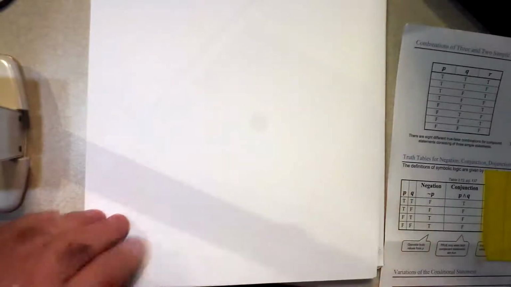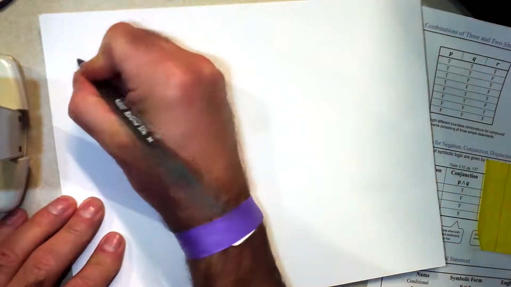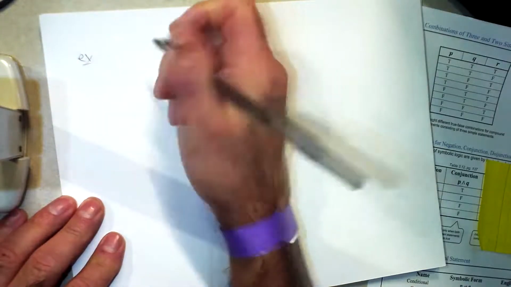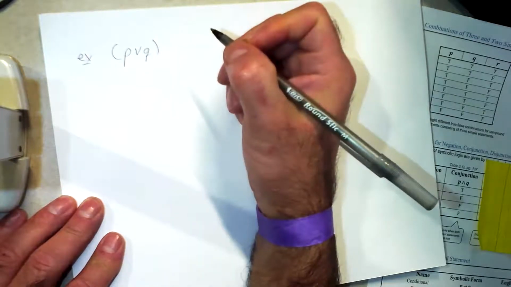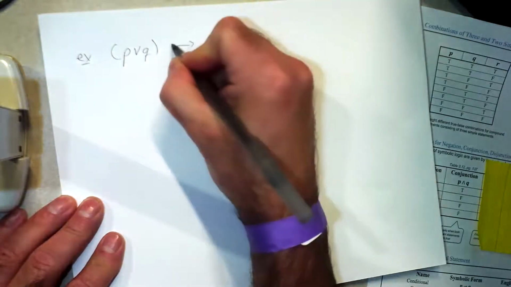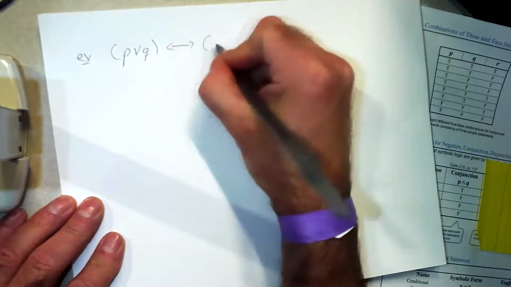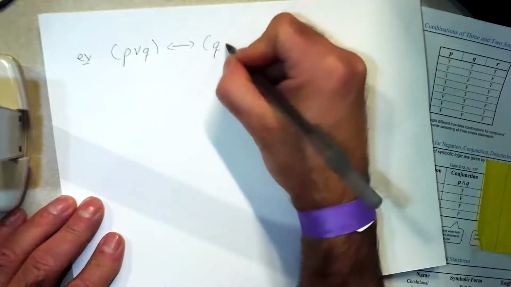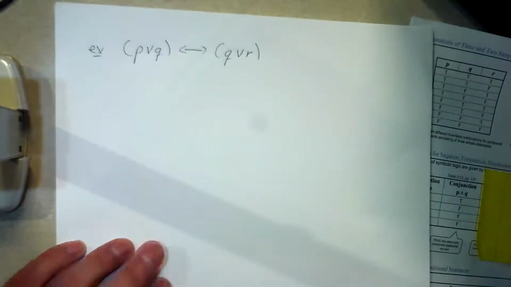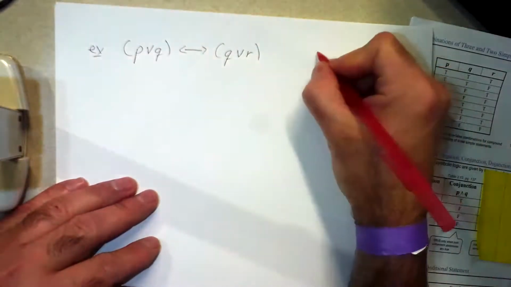Okay, so let's do one that has 3 variables. All right, so here we go. As an example, we're going to do 2 of them. On this one, I have to do it sideways because it won't fit on my paper. Let's do a truth table for (P or Q) double arrow (Q or R). So this one has 3 variables.